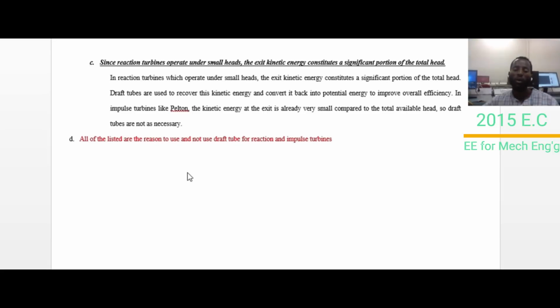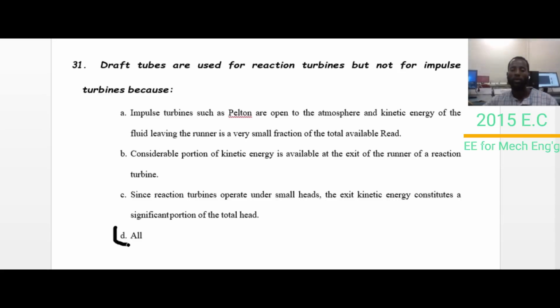Therefore, from all these expressions, we have the reasons that we prefer draft tubes for reaction turbines and the reason that we do not use draft tubes for impulse turbines. So D is the correct answer. All these statements are the reasons that we use draft tubes for reaction turbines, and the reason that we do not use draft tubes for impulse turbines.